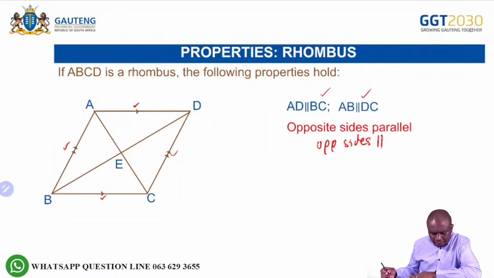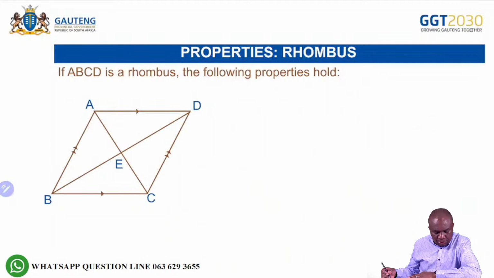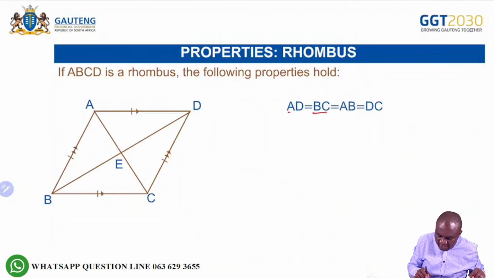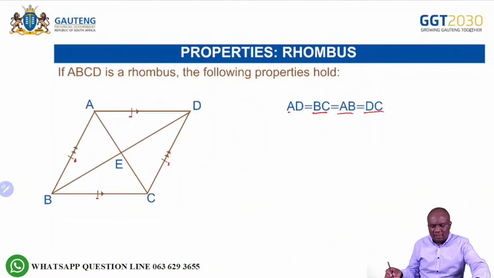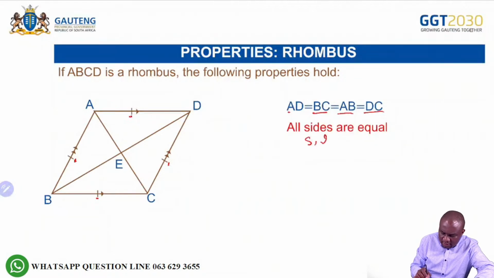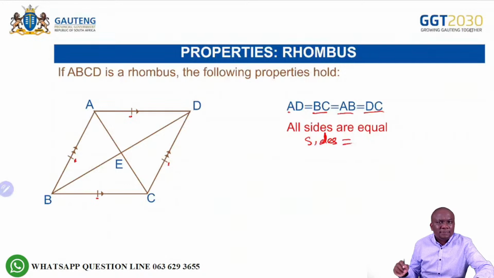Right, and then we go to the sides, the length of the sides. All the sides, AD is equal to BC is equal to AB is equal to DC. See that I've used the lines here to show that the sides are equal in length. All these four sides are equal in length. So please write that: all sides equal. Just that. Sides equal. Done. Okay.